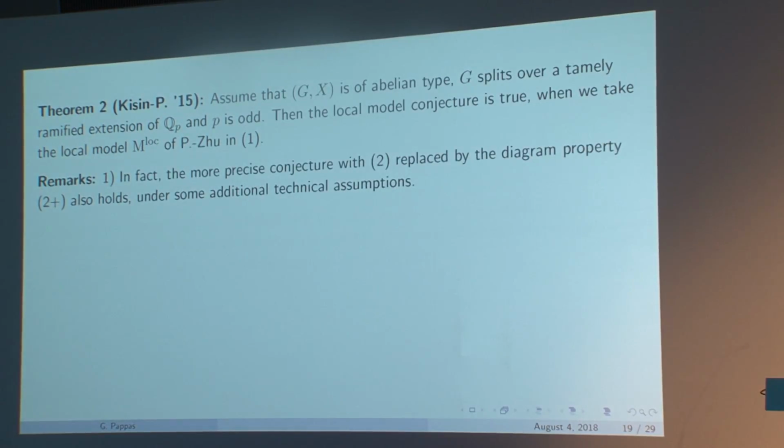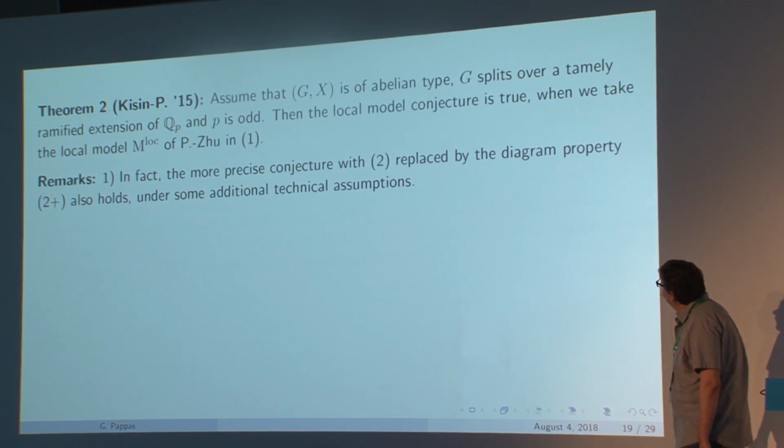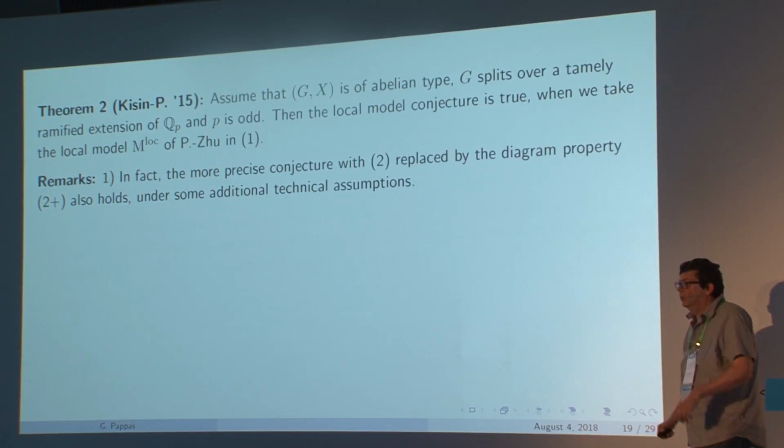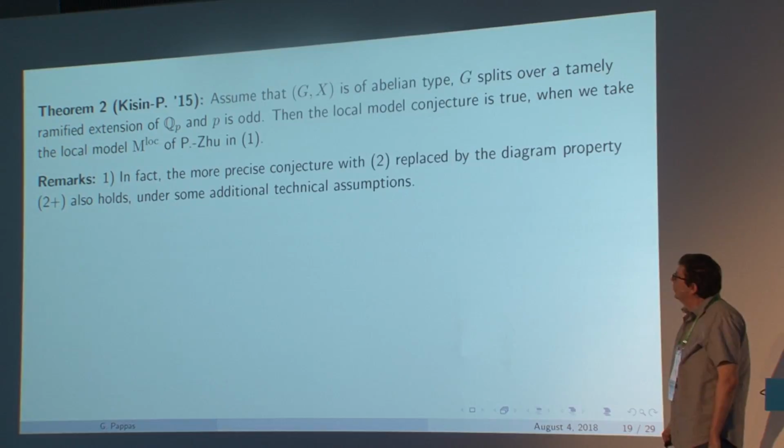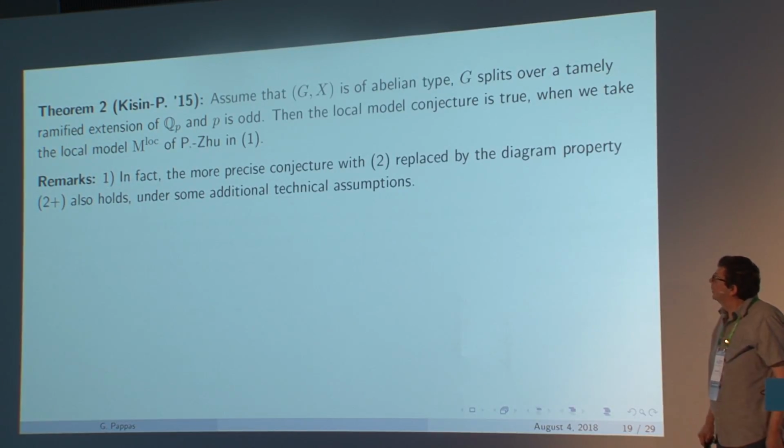Okay, remarks. So this is the local model conjecture with property 2 in the theorem, but in fact the more precise conjecture with the local diagram, property 2, what I call 2 plus, that was this diagram, also holds, but the situation is not so happy with this. We need some additional technical assumptions that look difficult to completely remove. So at this point.